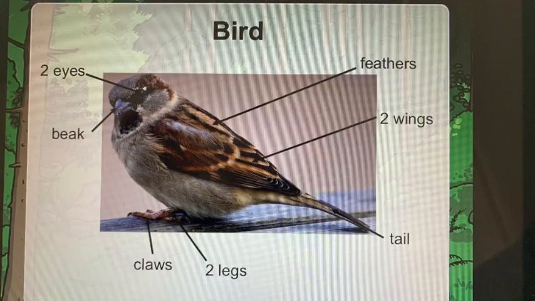Now let's look at a bird. So a bird has 2 eyes, a beak instead of a nose, claws, only 2 legs, a tail, 2 wings and feathers. So they're the body parts of a bird.